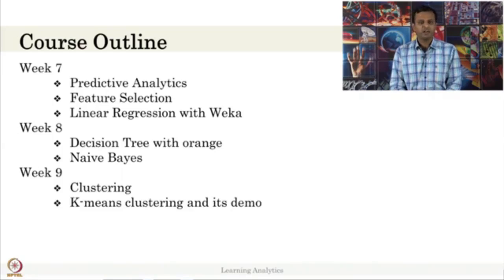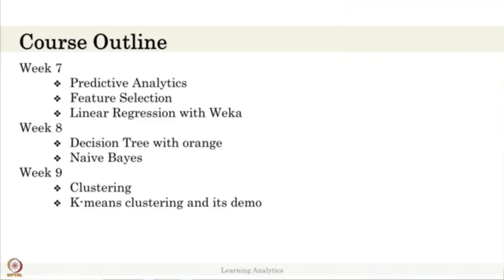And in week 8 we will describe what a decision tree is with Orange, and we will talk about naive Bayes. As I mentioned, although this is not an ML course, we will touch on all these algorithms, which are very basic. We will explain the concepts, how they work, then we will also show how to use tools to execute these algorithms. In week 9 we will go for unsupervised machine learning, that is clustering, and we will show what clustering is with a demo.